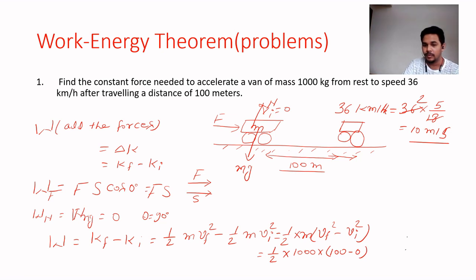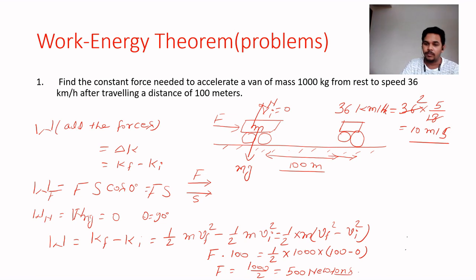So this is what we got, equals the work done, and work done is F into S. Displacement is given as 100 meter. Let's calculate: if you take the other side, 100 minus 0 will come 100. So this 100 and this 100 will cancel out, and it will come 1000 by 2, that will become 500 Newton.